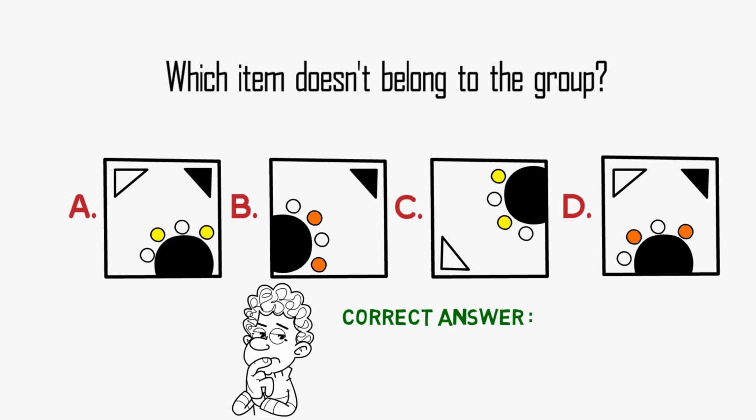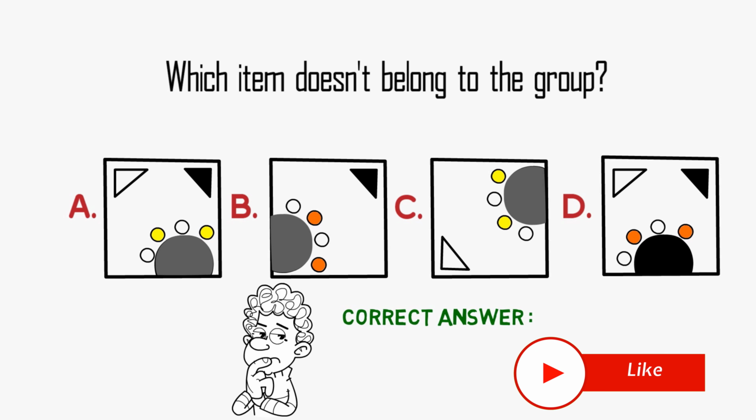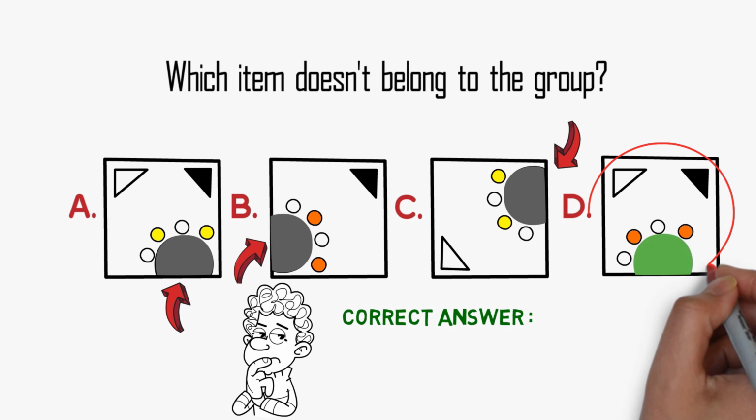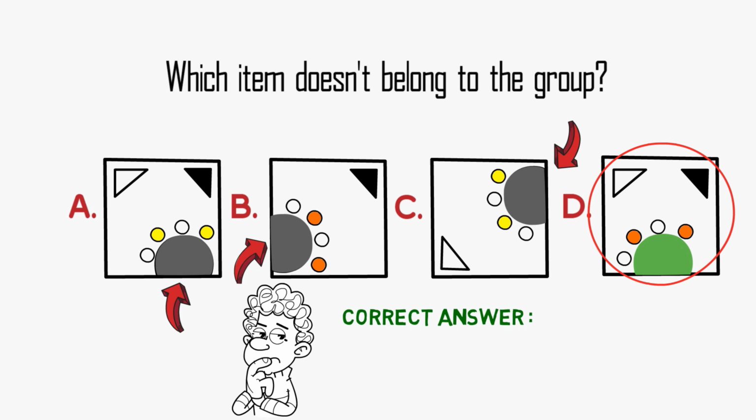The pattern is actually defined by the half circle. And as you can see, all half circles are attached to the corners of the square. You see this in the shapes A, B, and C. But in shape D, half circle is placed in a different location. It is in the bottom middle of the square. This is why the item that doesn't belong to the group is the choice D. So the correct answer here is choice D.